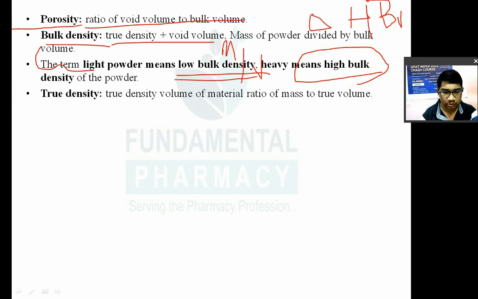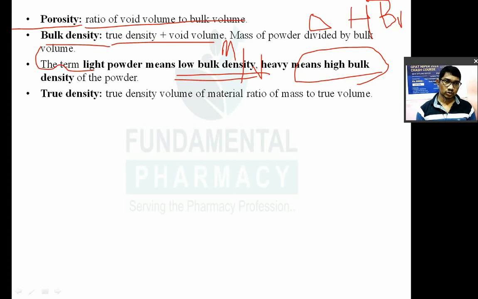So if you pour 1 gram of light kaolin in the measuring cylinder, you will get a volume of around, for example, 6 centimeter. And if you pour 1 gram of heavy kaolin in the measuring cylinder, you will get a volume of only 4 centimeter. That extra 2 centimeter is because of the voids. That's why light powders have high bulk volume and heavy powders have less bulk volume. So light powder is the more porous powder.